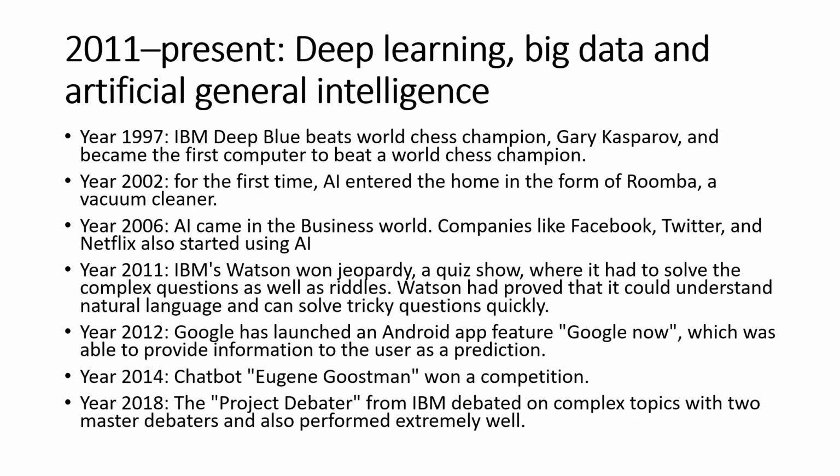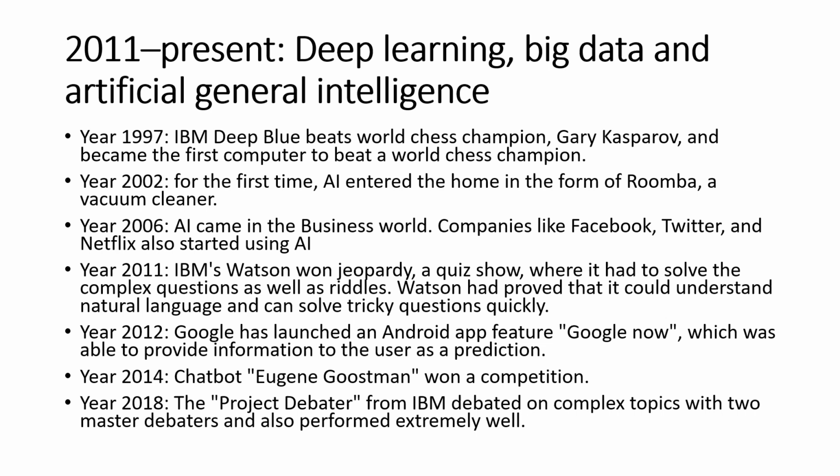Then from 2011 onwards. In the year 1997, IBM Deep Blue beat World Chess Champion Garry Kasparov and became the first computer to beat a World Chess Champion. Then in the year 2002, for the first time, AI entered the home in the form of Roomba, a vacuum cleaner. And in the year 2006, AI came into the business world. Companies like Facebook, Twitter, and Netflix also started using AI.